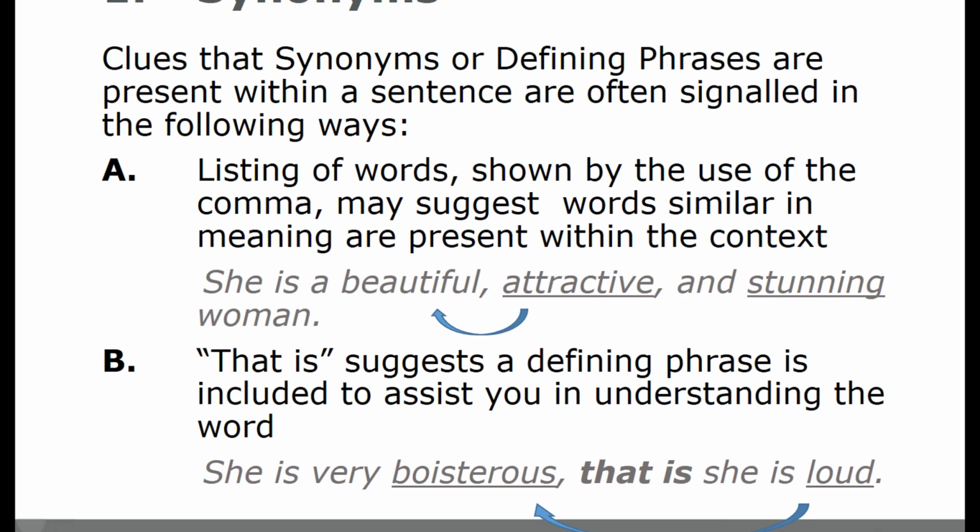Clues that synonyms or defining phrases are present within a sentence are often signaled in the following ways. Number 1, it might be a listing of words shown by the use of the comma, and it might suggest similar meanings are present. So, she is beautiful, attractive, and stunning. If you didn't know the word attractive or stunning, you could go back to beautiful and get a general idea of what the word means. Another example is the use of "that is," suggesting a defining phrase is included to assist you in understanding the word. So, she is very boisterous, that is, she is loud. That is tells me that loud is another word for boisterous.